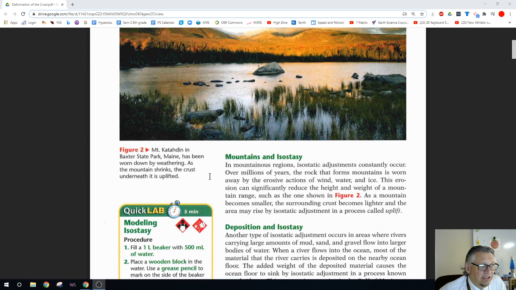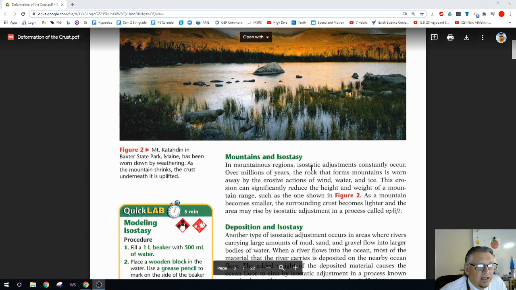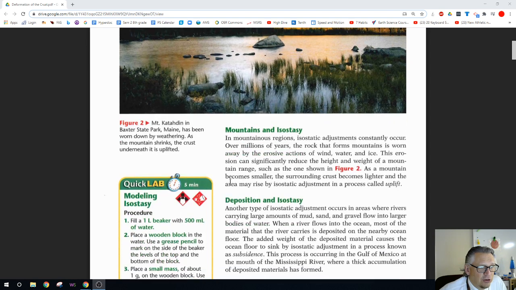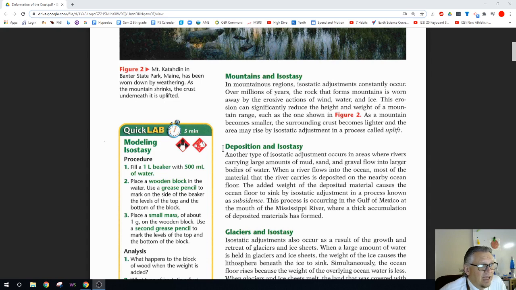Mountains and isostasy. In mountainous regions, isostatic adjustment constantly occurs over millions of years. The rock that forms mountains is worn away by the erosion action of wind, water, and ice. This erosion can significantly reduce the height and weight of the mountain range, such as the one shown in Figure 2. As the mountain becomes smaller, the surrounding crust becomes lighter, and the area may rise by isostatic adjustment. This is called uplift.